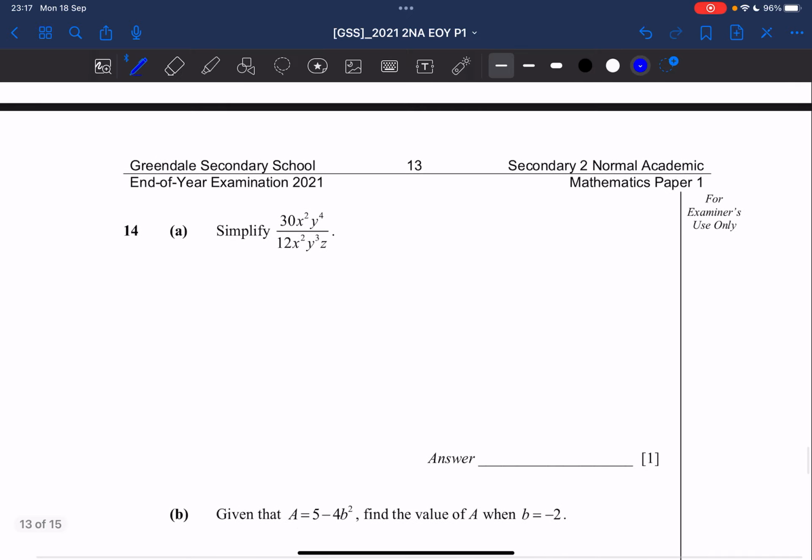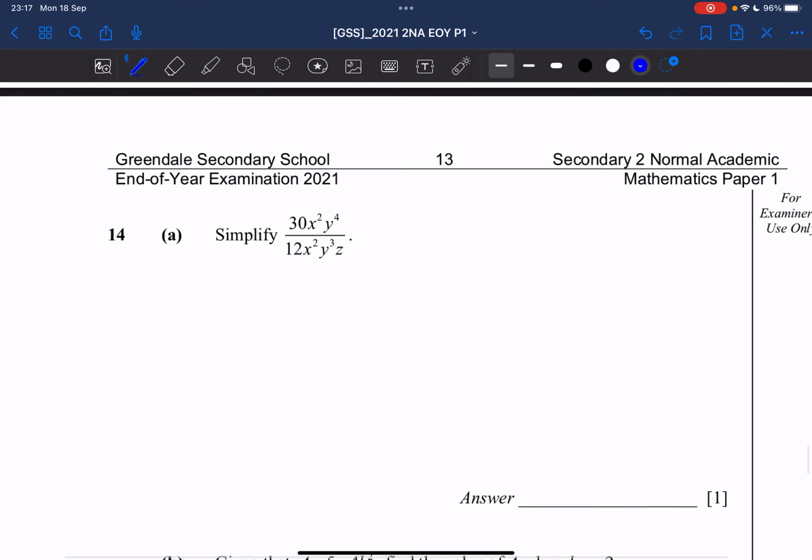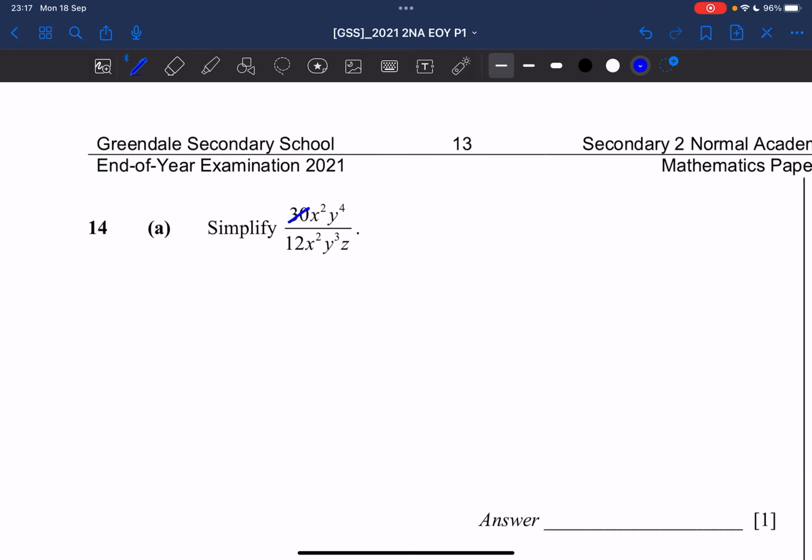Now question 14. So we have algebra. 30 over 12 we can cancel. I think can divide by 6, so become 5 and 2. x squared and x squared are exactly the same, so we can cancel off the whole thing. Then this is y power 4, this is y power 3, so we cancel y power 3 and the y power 4 is left with y. So what is our answer? The remaining are 5, 2, z and y. So our answer is 5y over 2z.